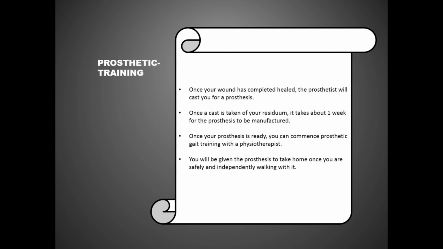Prosthetic training. Once your wound has completely healed, the prosthetist will cast you for a prosthesis. Once a cast is taken off your residuum, it takes about 1 week for the prosthesis to be manufactured. Once your prosthesis is ready, you can commence prosthetic training with a physiotherapist. You will be given the prosthesis to take home once you are safely and independently walking with it.